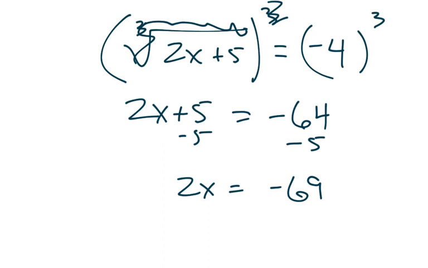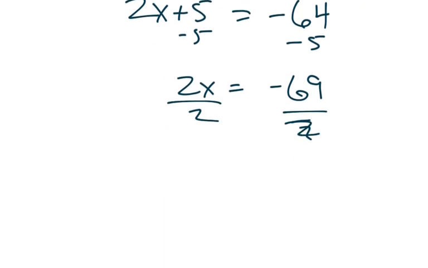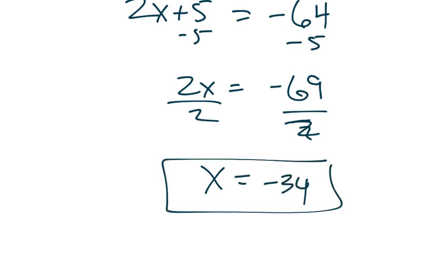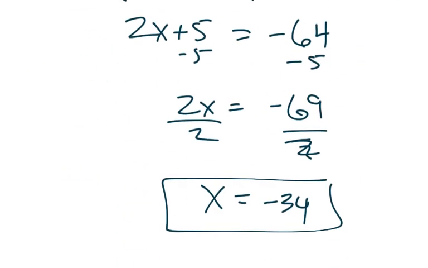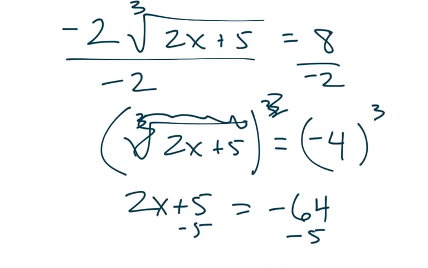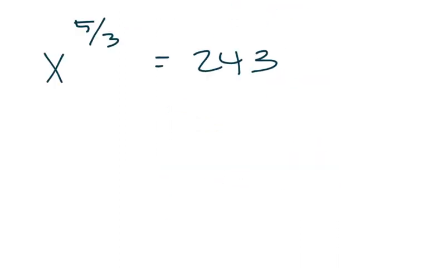We'll get negative 69. We'll divide by 2. And we'll get x equals negative 34. And yes, you should go back and check to make sure that it all works out. All right? I'll let you do that. I think it's going to be okay, though.